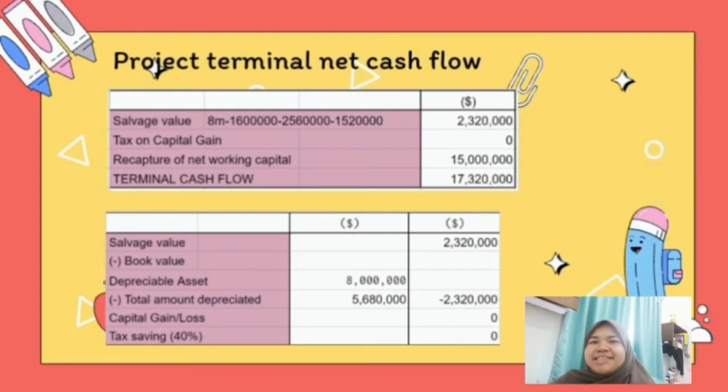Moving on to question C, what is the project terminal net cash flow? The formula of terminal cash flow is salvage value plus tax on capital gain plus recapture of net working capital. Based on the terminal cash flow that has been calculated, we got 70,320,000. The 2013 result for Sneakers terminal cash flow is higher than Persistent. So from the net cash flow perspective, Sneakers are much better than Persistent.